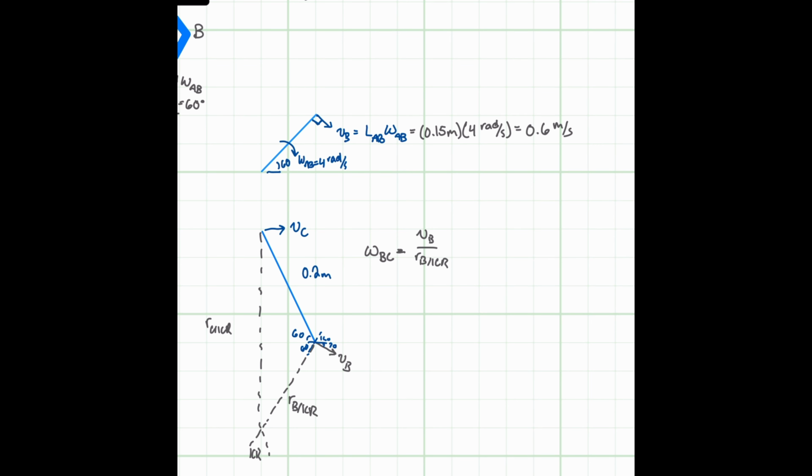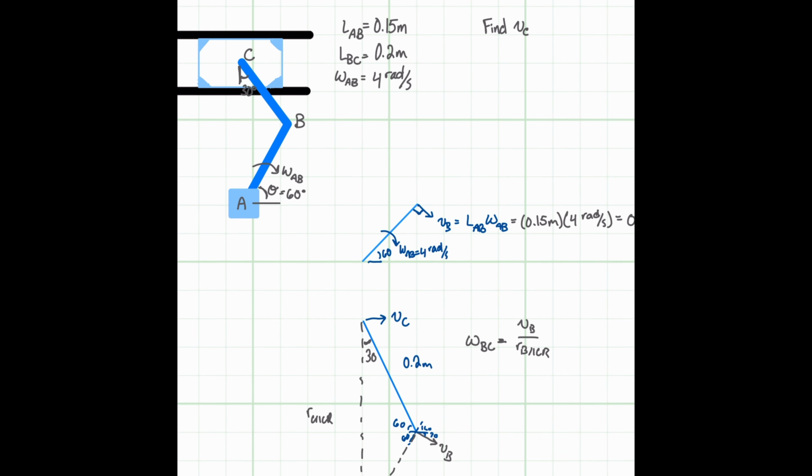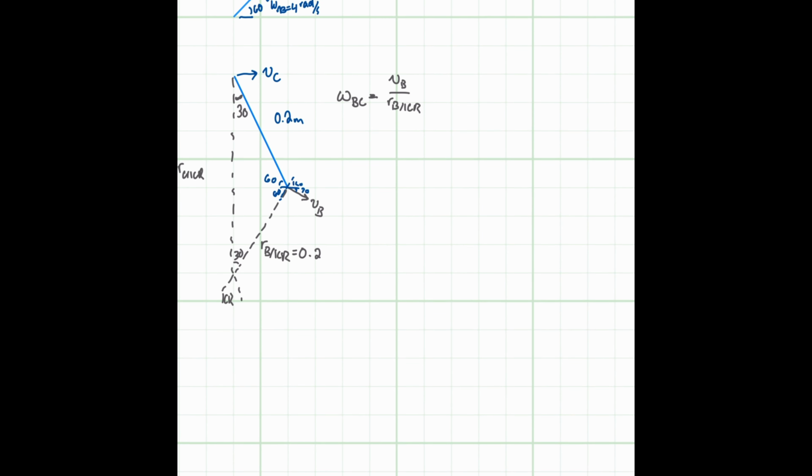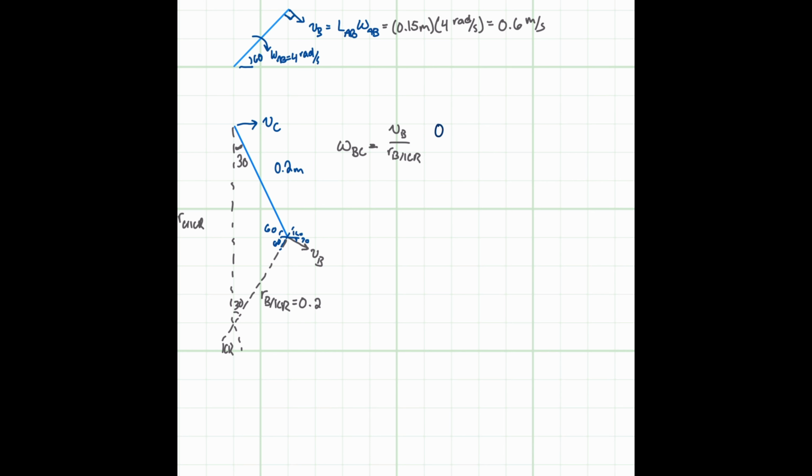And then we're going to find RB ICR, which, because of the angles we know, which as I'm drawing out on screen is 30 degrees at the top and then 120 at B, we know that the bottom is also 30, and so RB will also be 0.2. And because of the previously found VB, we can plug into the equation 0.6 over 0.2 to give us an answer of 3 radians per second.